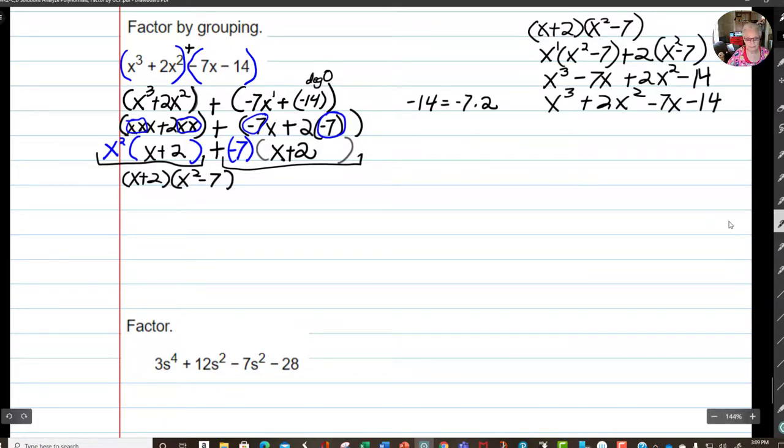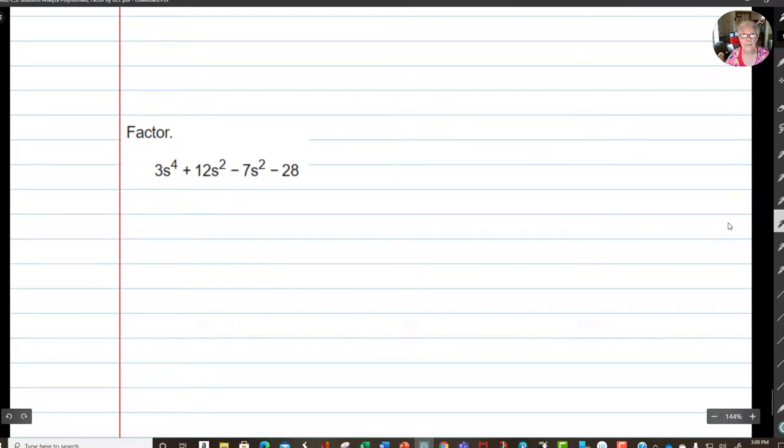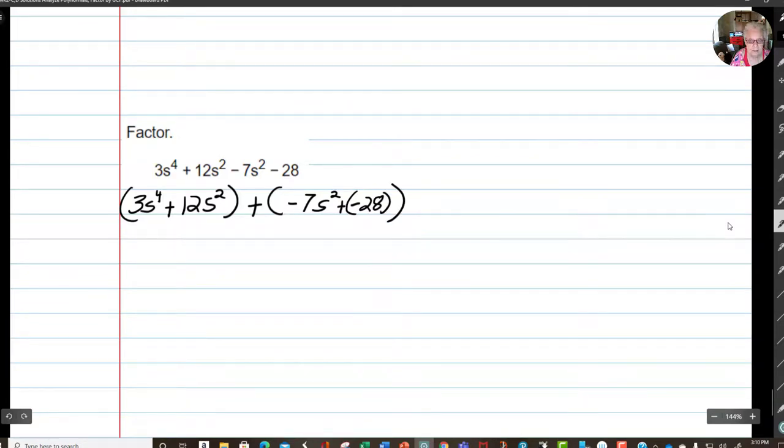Now, one more problem, which is really close to the problem we just finished. I'm going to come down here and write 3s to the fourth plus 12s squared plus negative 7s squared plus negative 28. Gotta do it because the leading coefficient in this set of parentheses is negative. Therefore, we have to pull a negative GCF out of this set of parentheses. A negative 7, to be exact.